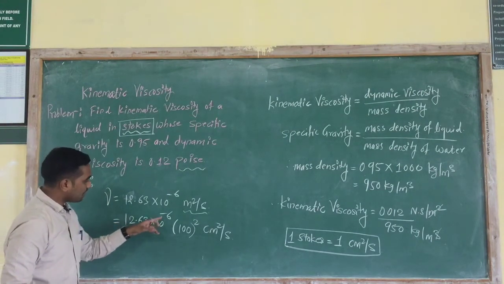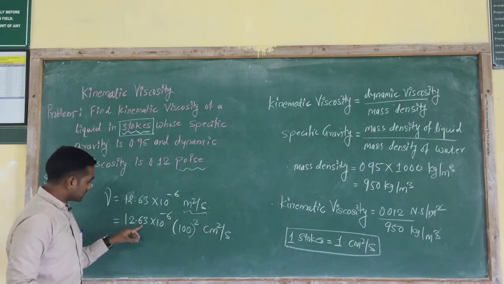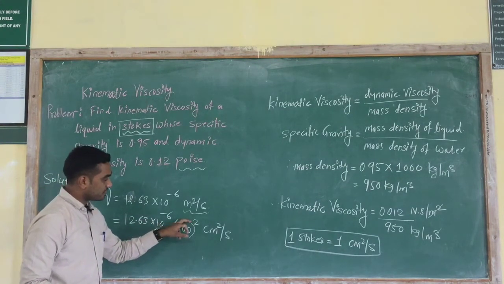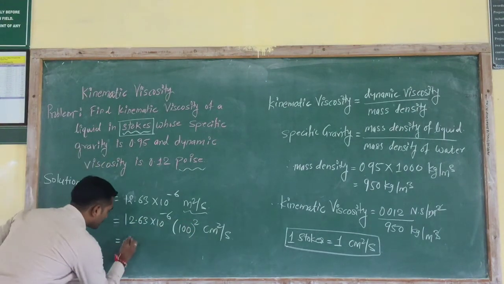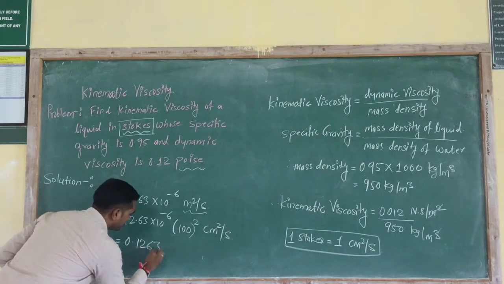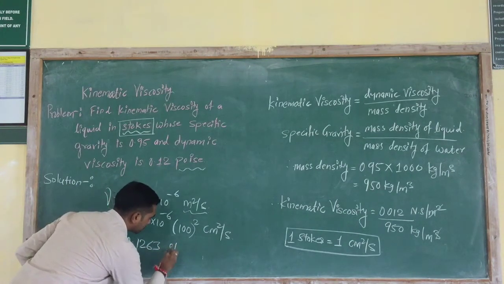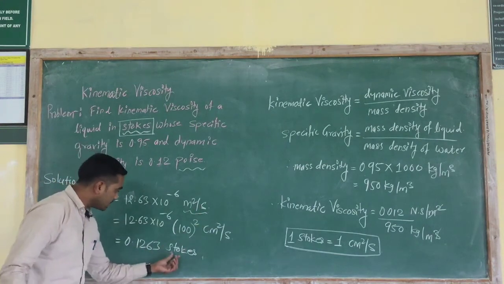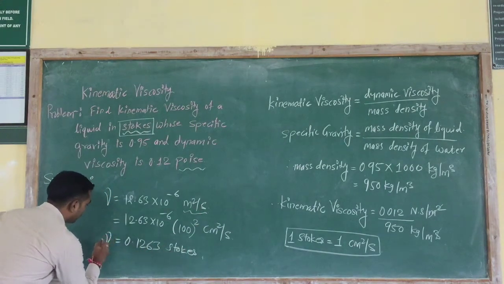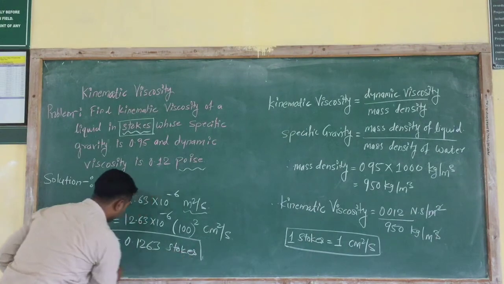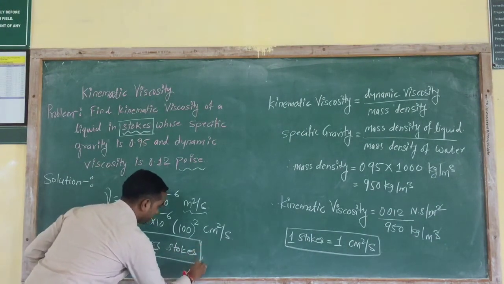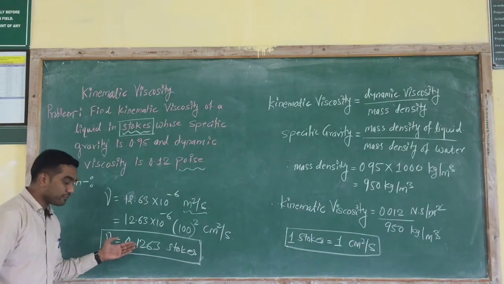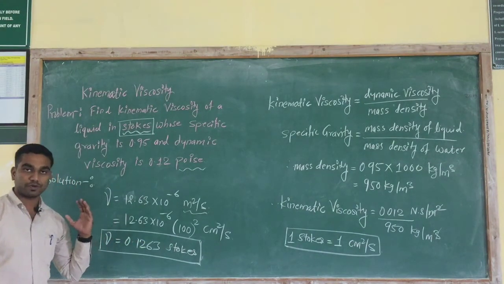By putting these values, 12.63 into 10 to the power minus 6 into 100 square, we will get the value 0.1263 Stokes. Centimeter square per second is nothing but the Stokes. This is the final value of kinematic viscosity, that is 0.1263 Stokes. Okay, thank you.